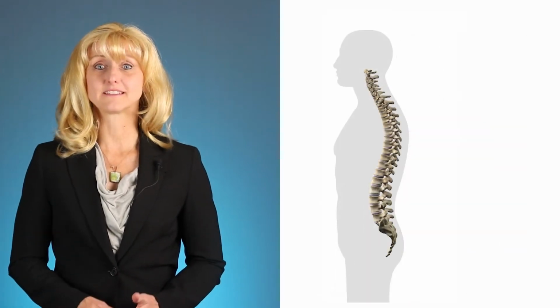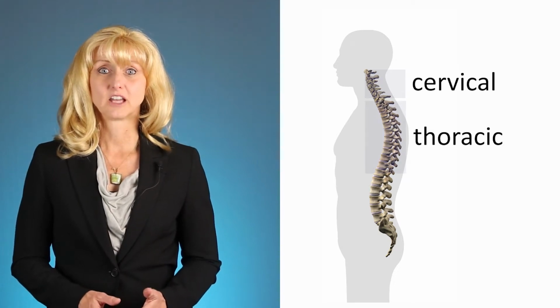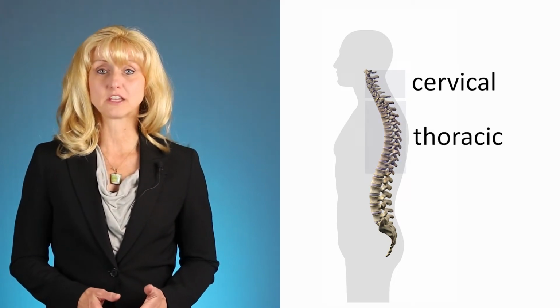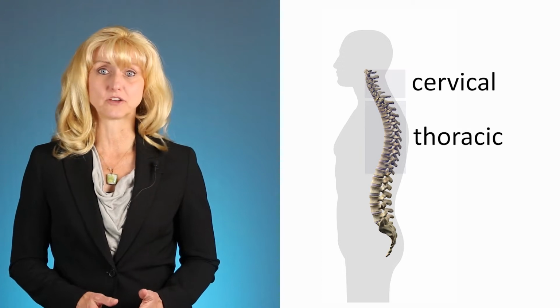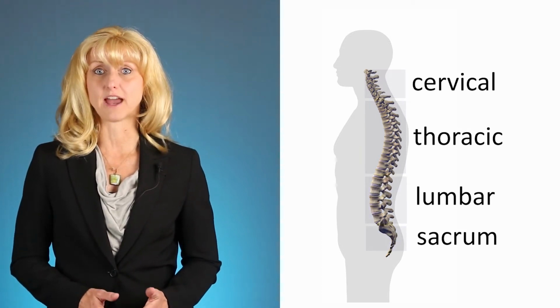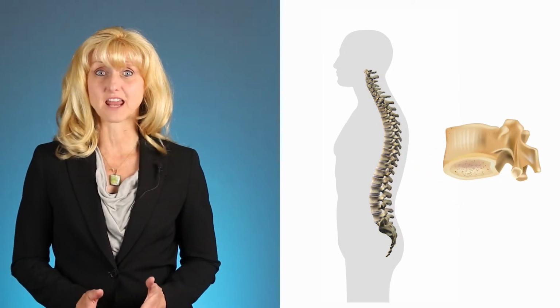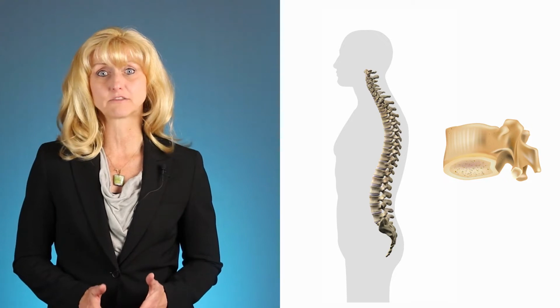The most important and complex bone structure in the body is the spine. Your spine has 7 cervical vertebrae at the top of the neck, 12 thoracic vertebrae in your mid-back where your ribs attach, and then 5 lumbar vertebrae and the sacrum below that. The vertebral body is the most important structure to understand because that is the most common place for fractures to occur.